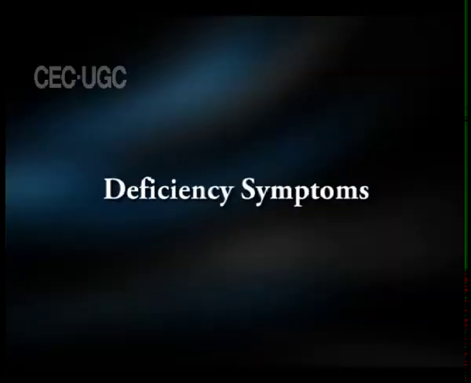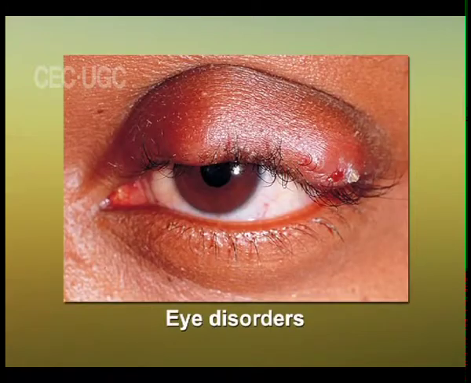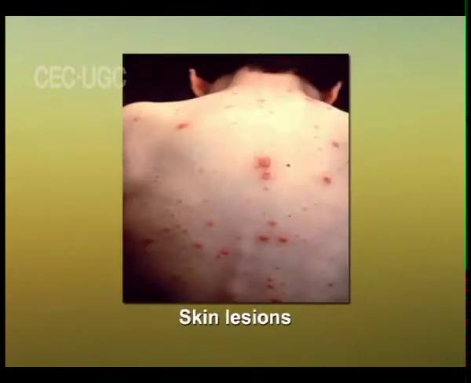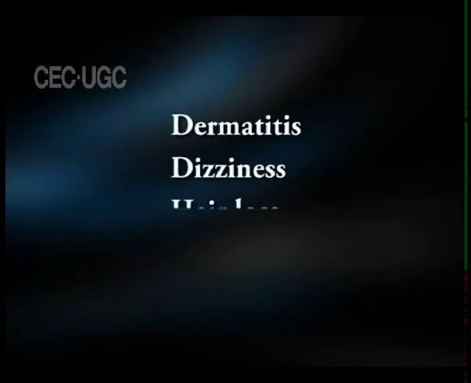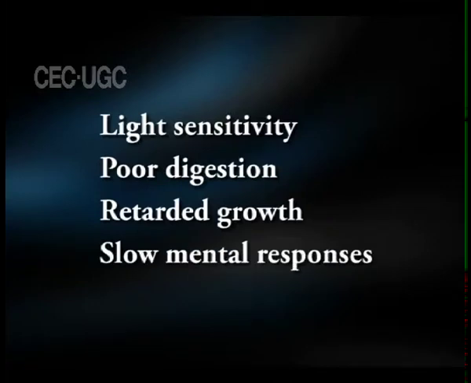Deficiency symptoms. A shortage of this vitamin may manifest itself as cracks and sores at the corners of the mouth, cheilosis, eye disorders, inflammation of mouth and tongue, and skin lesions. Dermatitis, dizziness, hair loss, insomnia, light sensitivity, poor digestion, retarded growth, and slow mental responses have also been reported. Burning feet can also be indicative of a shortage.